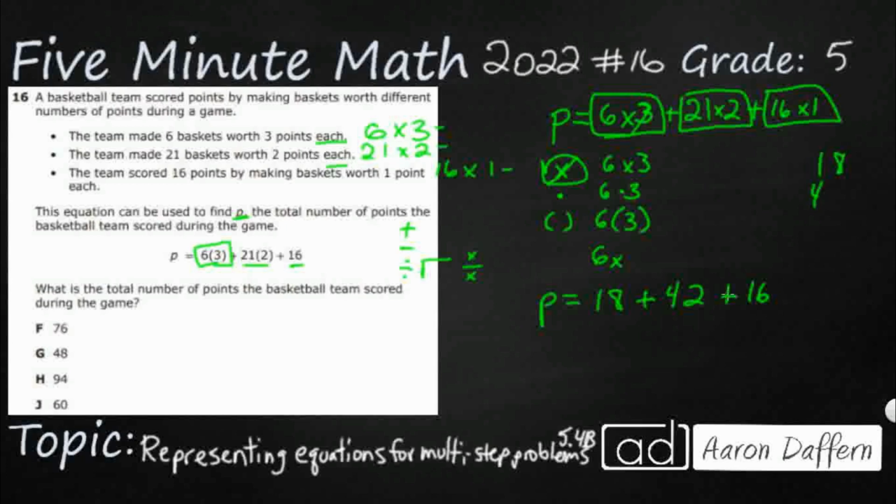Vertically, 42, 16. 8 and 2 make 10. Add the 6 is 16. Got 1, 2, 3, add that to 4, going to get me 7. So, how many points did they make? Well, they made 76. And we can represent it either with multiplication as an x or multiplication as a parentheses here. But either way, our answer is going to be F, 76 points.